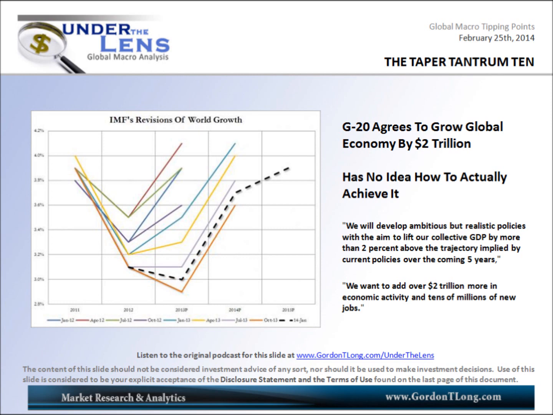Let's have a look at the just completed G20 summit meeting in Sydney, Australia. Quote, "We will develop ambitious but realistic policies with the aim to lift our collective GDP by more than 2% above the trajectory implied by current policies over the coming 5 years. We want to add over $2 trillion more in economic activity and tens of millions of new jobs." Interesting number, $2 trillion. Where is it coming from and who's delivering it?